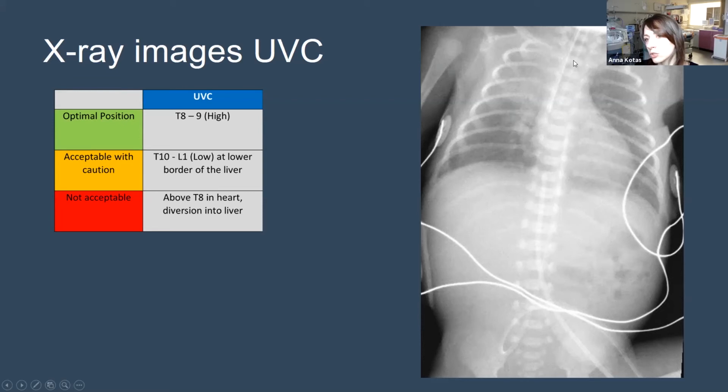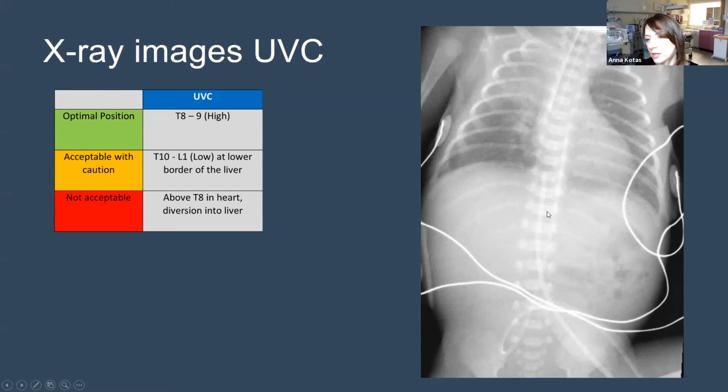And T1 should correlate with where the first rib comes off. And if that's correct, you can count down 1, 2, 3, 4, 5, 6, 7, 8, 9, 10, 11, 12. And if that all matches up, then you can be fairly sure where T12 is. And then you can identify where your catheter tip is lying in relation to that.